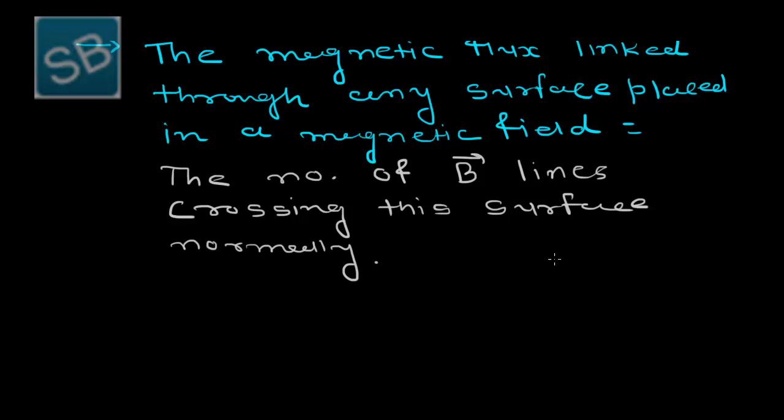So this is nothing but a complete number. So to denote a number, there is no necessity of direction. So I can conclude that magnetic flux is a scalar quantity.